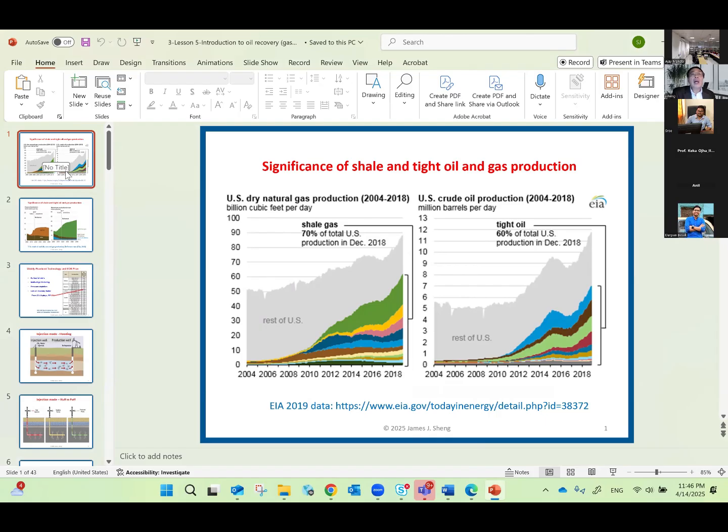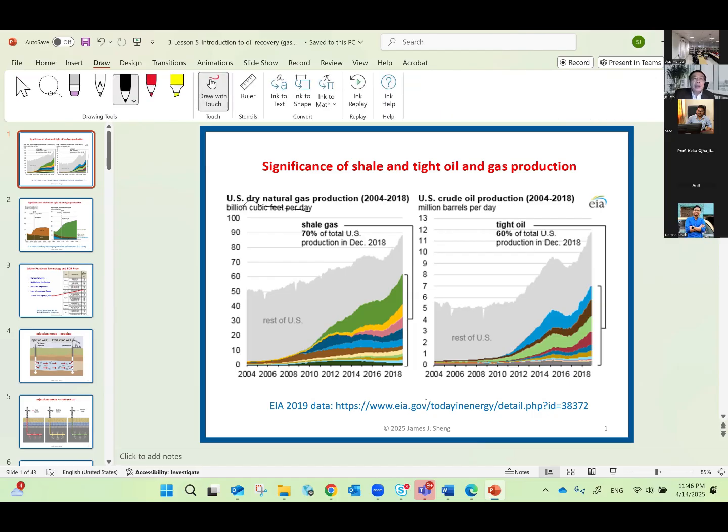It's about introduction to oil recovery. First, let's look at this picture. First, let's talk about why producing oil and gas from shale reservoirs is important. Let's look at the left-hand side picture. It shows U.S. dry natural gas production from 2004 to 2018, and it's about shale gas.